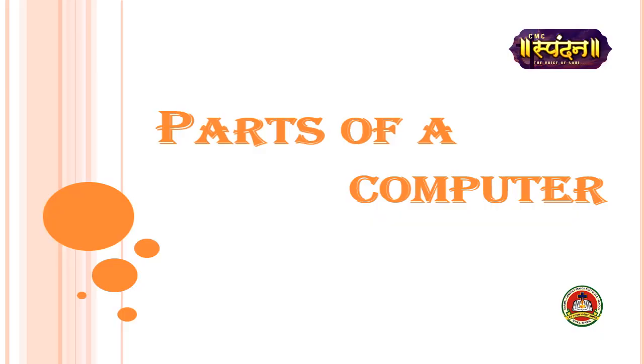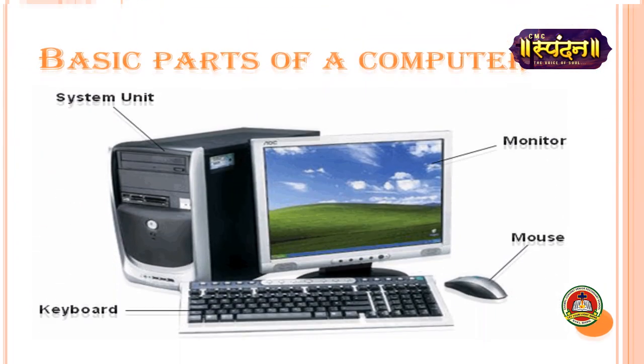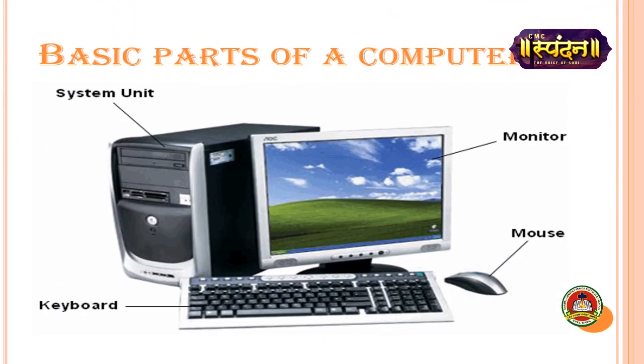So here we'll study the parts of a computer. In the previous class we have already seen the 4 basic parts of a computer, that is system unit, monitor, mouse and keyboard. In the system unit we have learned that the memory chip is present inside the CPU box, and that is the brain of a computer. And in the monitor we have studied that whatever work we are doing, we are able to see it on the monitor screen. It looks like a television screen. So today we'll study the other 2 parts of a computer, that is keyboard and mouse.